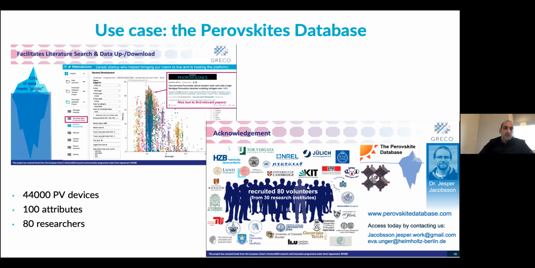Another project that was concluded and hopefully will go live fairly soon, but it's also already in the public domain, is the perovskite database. This was led by Dr. Jesper Jakobsson and Professor Dr. Eva Unger from Helmholtz-Zentrum Berlin. They used Materialzone to create this infrastructure for data collection and dissemination of information of 44,000 photovoltaic devices. This is actually data that is harvested from the literature.